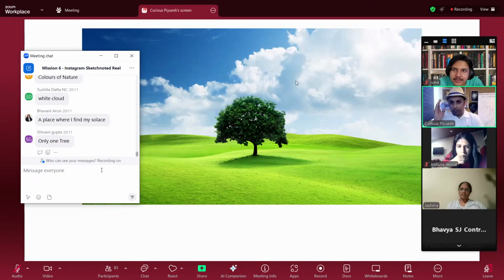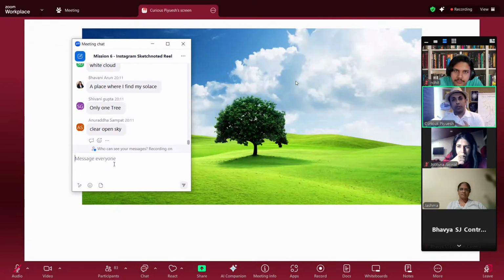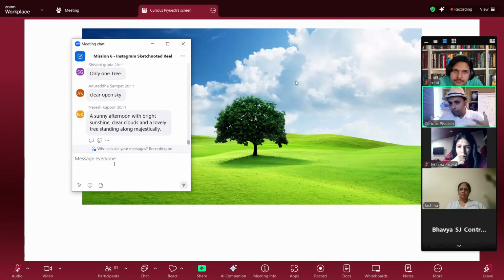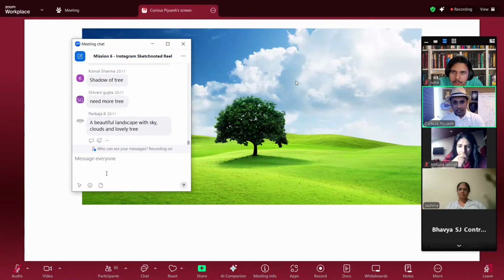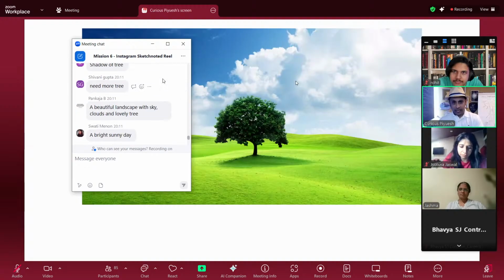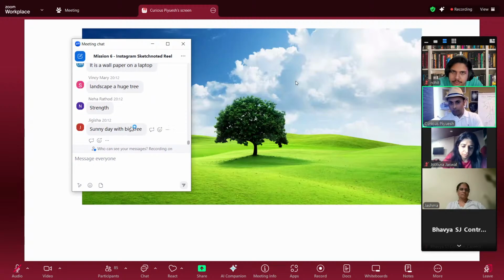All of you please participate in this, because I will tell you how we can convert this expression into some other expression. But first of all, you have to involve yourself. If you won't involve yourself in this process, you won't learn today. Naresh is writing it in a nice way: a sunny afternoon with bright sunshine, clear clouds, and a lovely tree standing alone majestically.